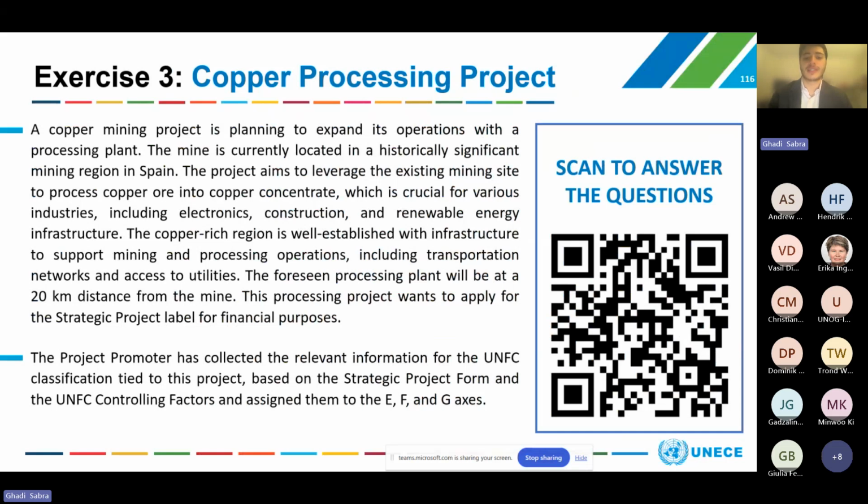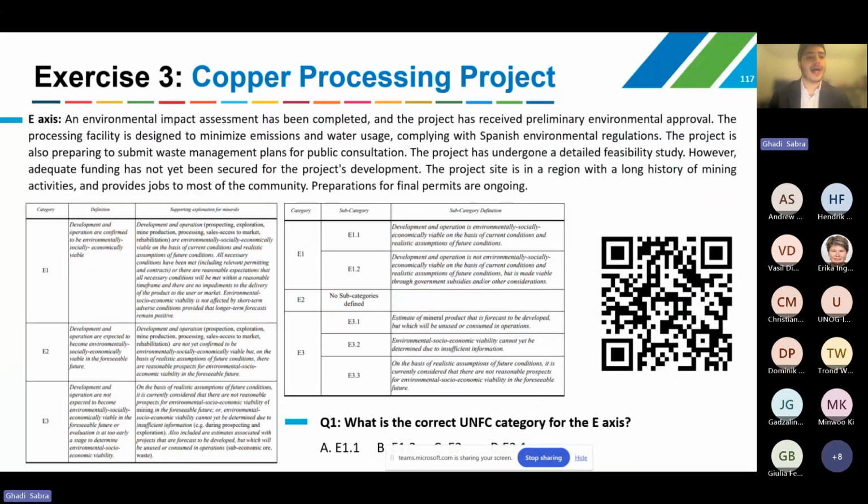The project promoter has collected the relevant information for the UNFC class tied to this project based on the application form and the UNFC controlling factors, and again, dealt with it systematically. So going by E, F, and G axis. Starting with the E axis, an environmental impact assessment has been completed and the project has received preliminary environmental approval. The processing facility is designed to minimize emission and water usage, complying with Spanish environmental regulations. The project is also preparing to submit waste management plans for public consultation.